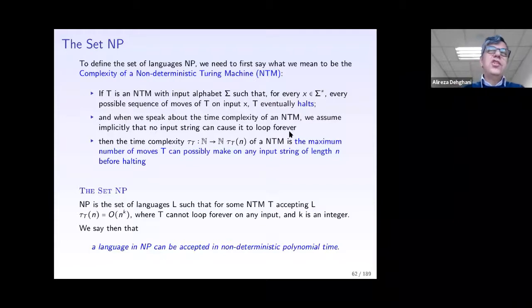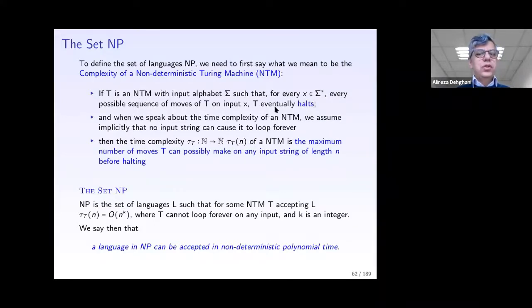Okay, so we are excluding these things. First of all, we assume the machine will halt at some stage. You remember in Turing machines we definitely had the situation where the machine can loop forever and it won't halt. So the machine should halt, and there is no input string that can cause it to loop forever. Then the time complexity of that non-deterministic Turing machine is the maximum number of moves we discussed that it can possibly make on any input string belonging to it. So that's the definition we actually discussed also.